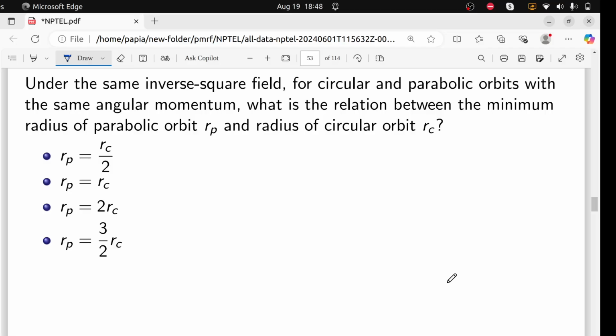Under the same inverse square field for circular and parabolic orbits with the same angular momentum, what is the relation between the minimum radius of the parabolic orbit and the radius of the circular orbit RC?